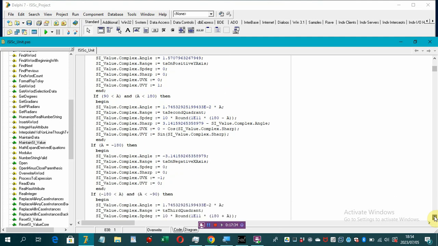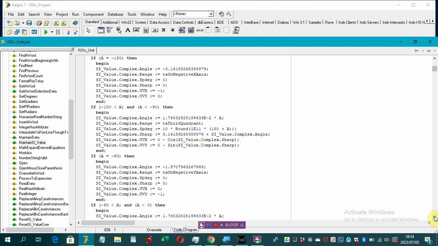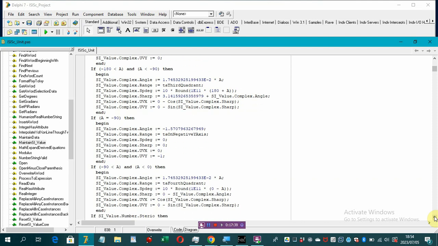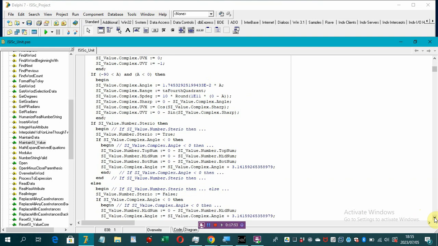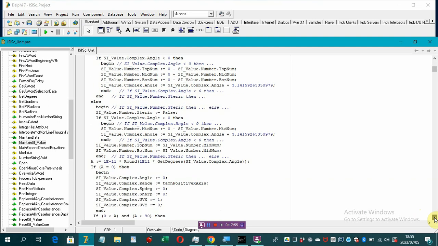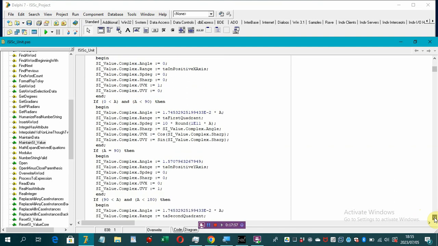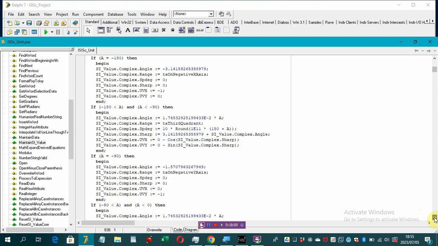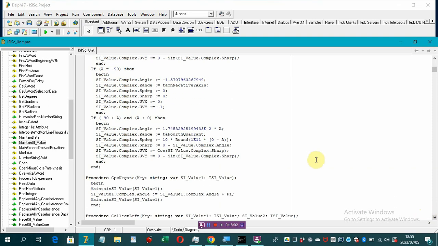God, it's terrible, really. So you see, I'm handling every quadrant here. I'm handling quadrants here. You see, angle is smaller than 90, bigger than... Don't worry. I myself don't know exactly what's going on, but I'm handling every detail here. That's just a maintenance function. It's a general function that just maintains your SE value.